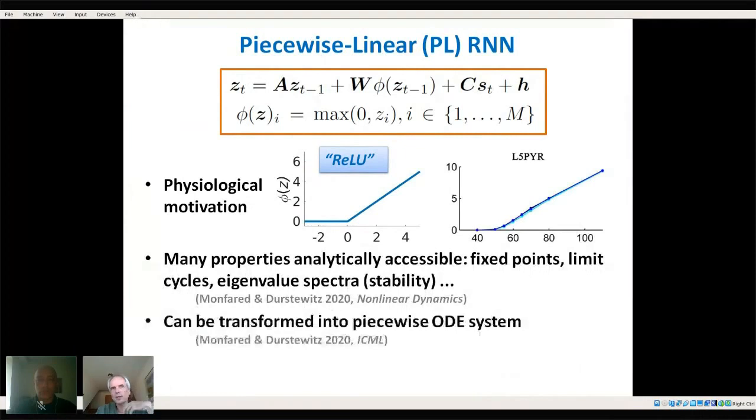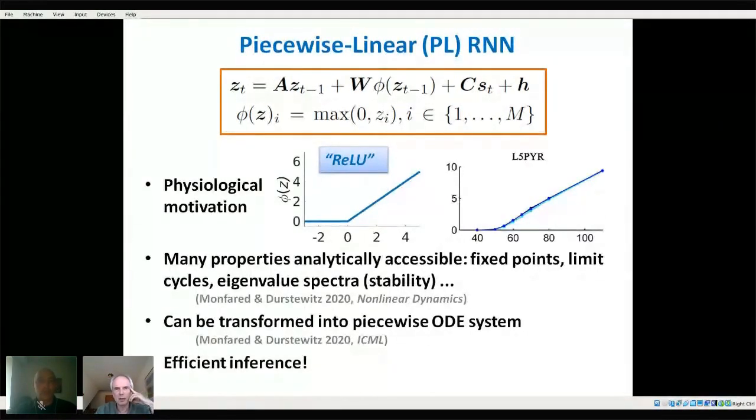Moreover, this is a discrete time dynamical system, as recurrent neural networks in machine learning commonly are. But they can easily be transferred, or not easily, but under many conditions we can transfer them into ODE systems, that is, ordinary differential equation systems, which come with flow fields and a lot of analysis tools that make it easier to analyze the system. And perhaps one of the most important points is these allow for highly efficient inference.